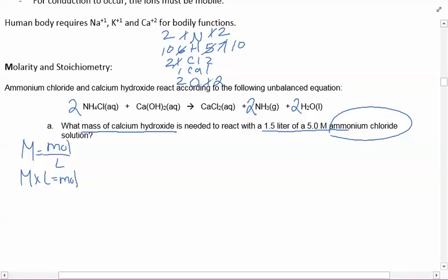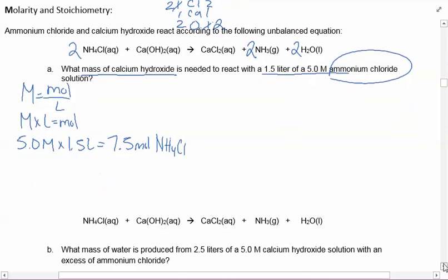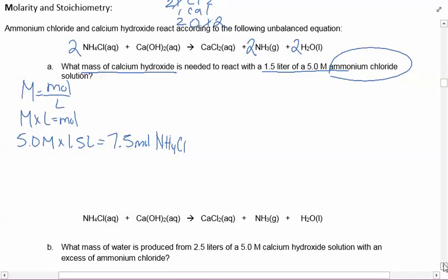So we're going to take our molarity, which is 5.0, multiply it by 1.5 liters, and that will give us 7.5 moles of our solution, which is the NH4Cl. So we now know how many moles of ammonium chloride we have. However, we didn't answer the question. We want to know what's the mass of calcium hydroxide, so we have to do our stoichiometry now. So this was the first part. So we need that 7.5 moles of ammonium chloride.